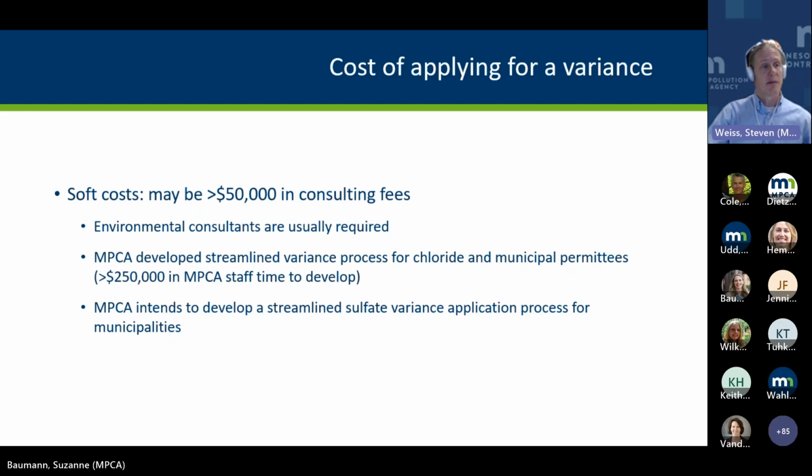The 2018 Municipal Wastewater Alternatives Analysis should alleviate this cost for municipal permittees. It's also worth mentioning that MPCA developed a streamlined variance eligibility tool for chloride that will be modified for sulfate, and we estimate that that probably took about $250,000 in staff costs to develop. Again, we intend to develop a streamlined application process. However, each individual variance still requires review and approval from EPA, and these interactions can take time.